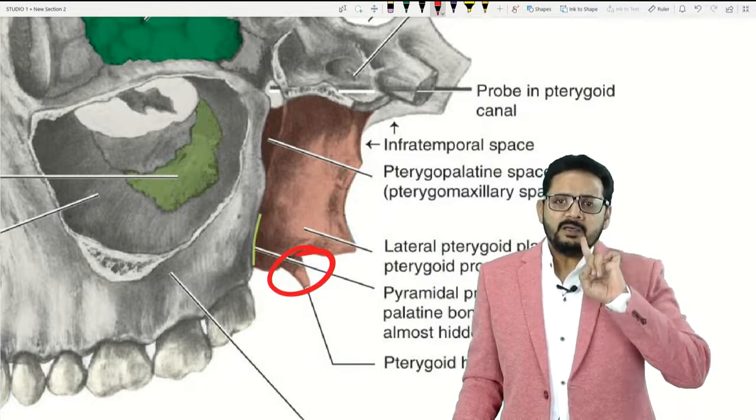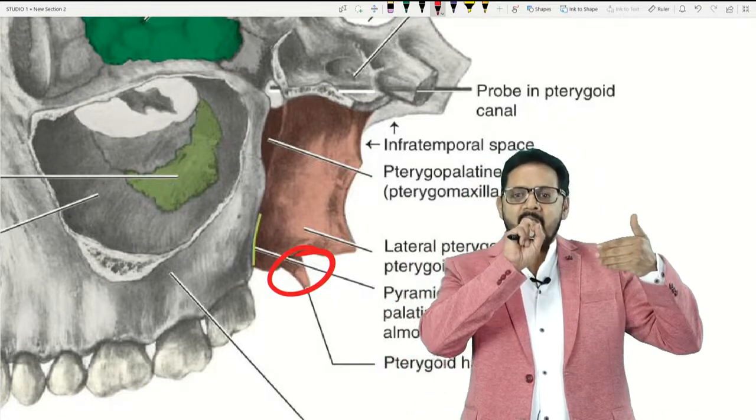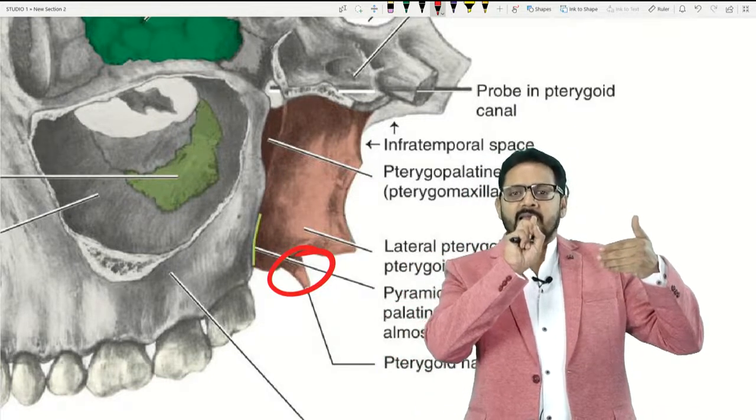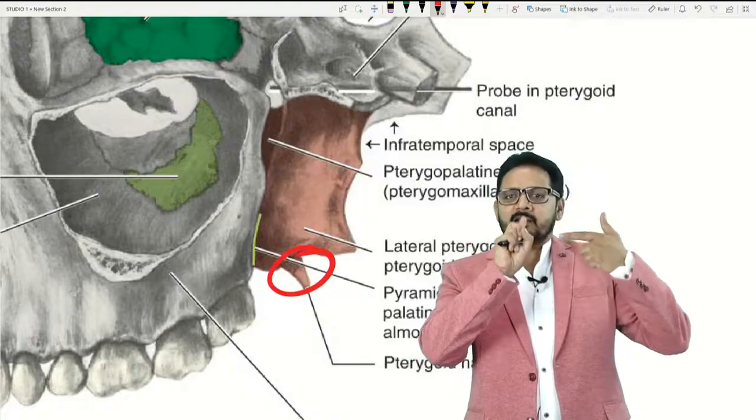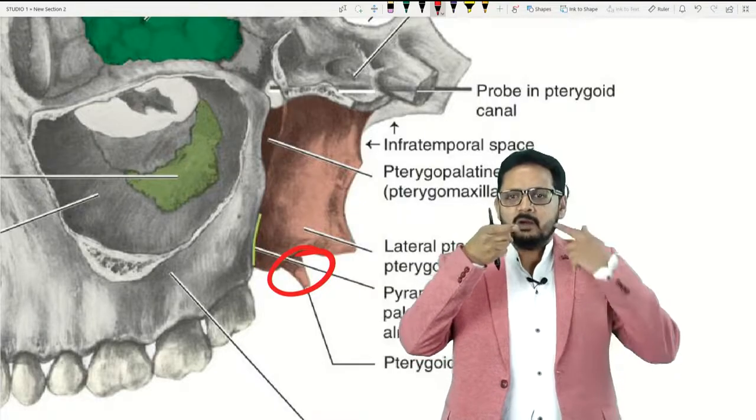From there, once you actually touch that, right? Now let us say I am going palatally. From there, now you are on the palatal side. Move your finger, slightly slide your finger towards the buccal aspect.